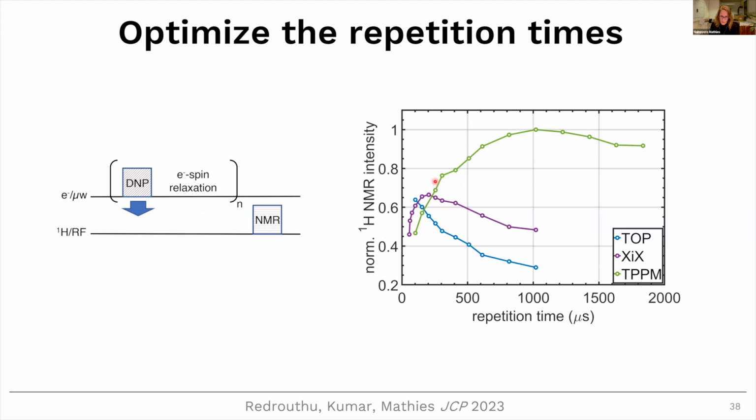What we also need to optimize is the repetition time, so how fast we repeat the pulse sequence. As it turns out, the optimal repetition time depends strongly on the sequence. In our experiments, TOP DNP likes to go very fast. The faster, the better, it seems. XiX has an optimal repetition time of about 200 microseconds, whereas the TPPM sequence likes to go slow. The optimal repetition time is about a millisecond.